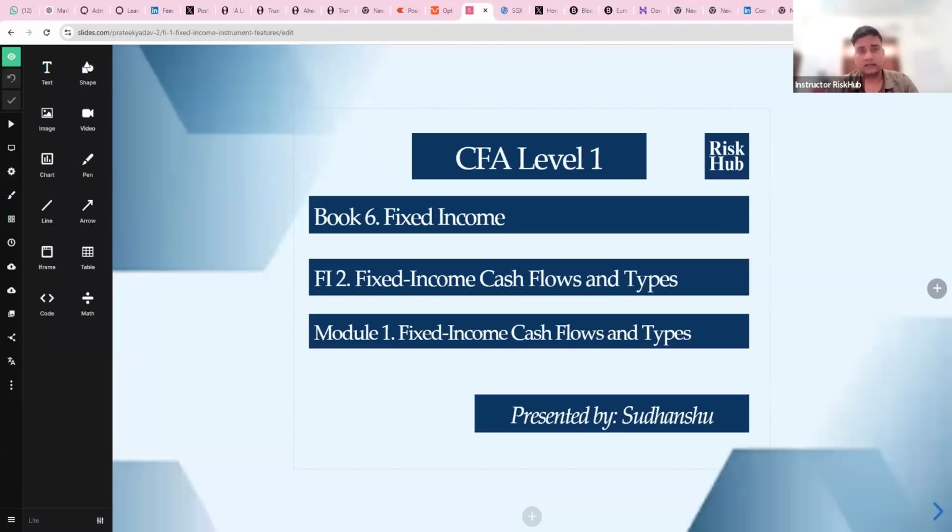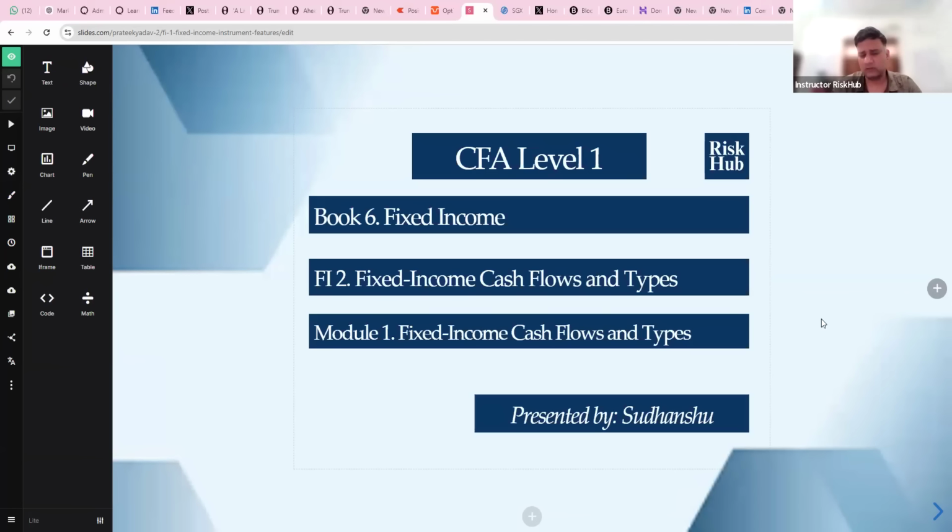All right, guys, let's start. So we are now doing your second chapter, which is your fixed income, cash flows and types, right? So we are still doing your fixed income book, and we are moving to the second chapter, which is about your fixed income, cash flows and types, right?